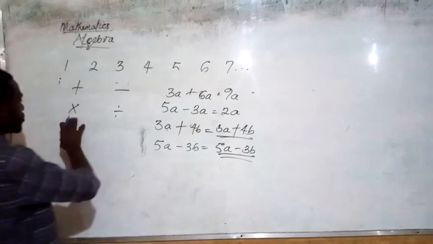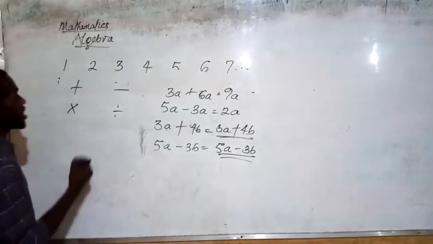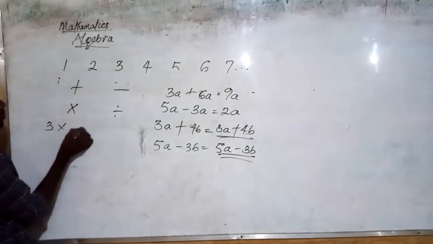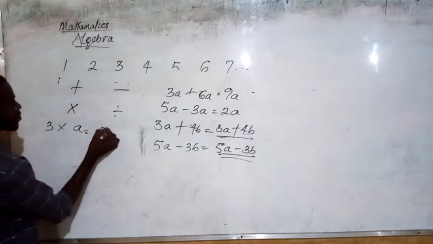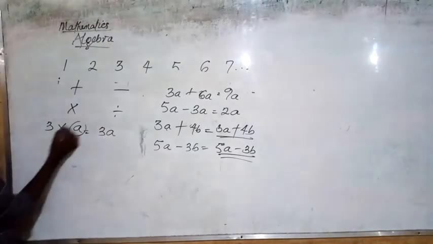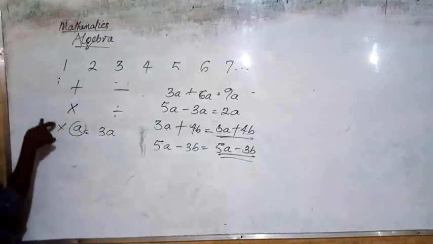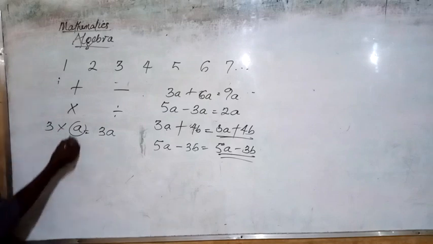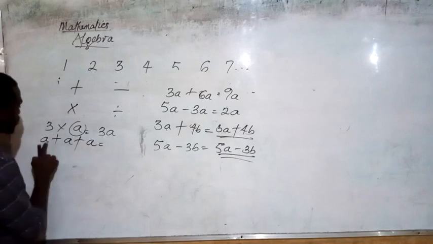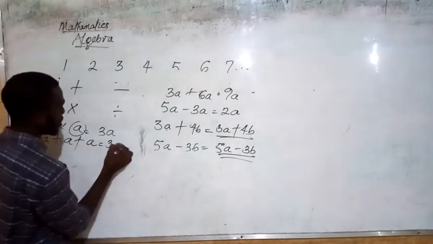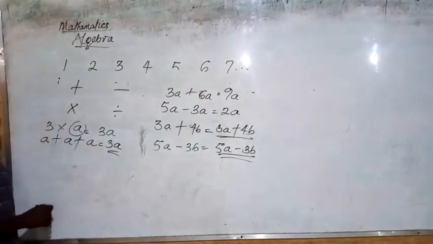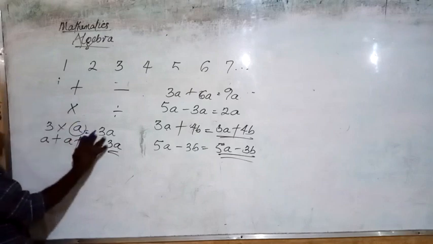Now let's go to the multiplication and division operations. If I have just a number times my algebra, this is the same as what? 3a, because it means that a is occurring 3 times. Multiplication means successive addition. So if I have a times 3, it means a plus a plus a, which means 1a plus 1a plus 1a will give me what? 3a.